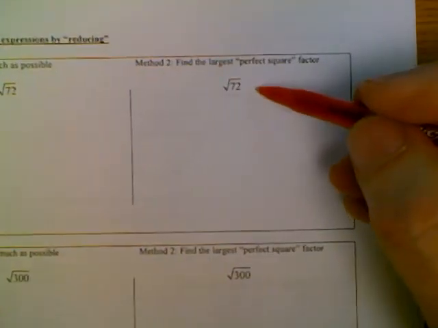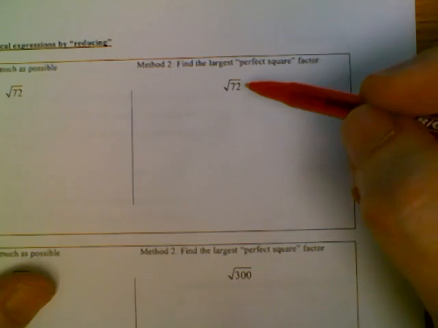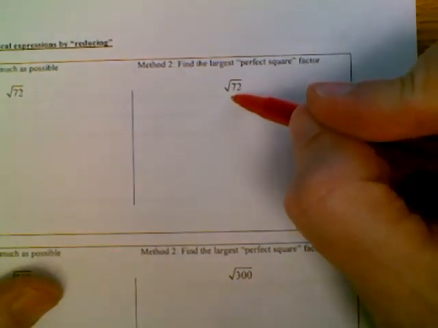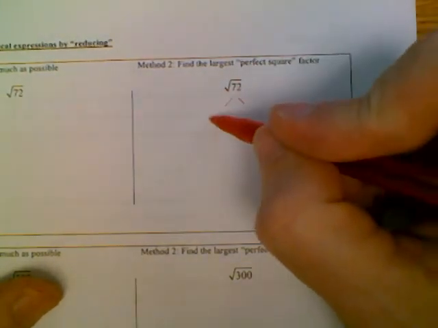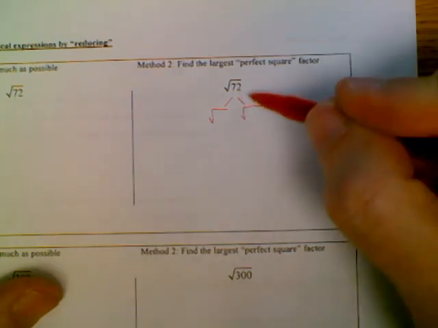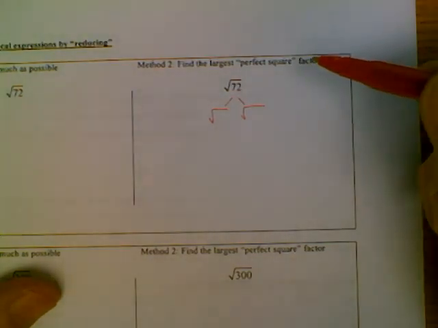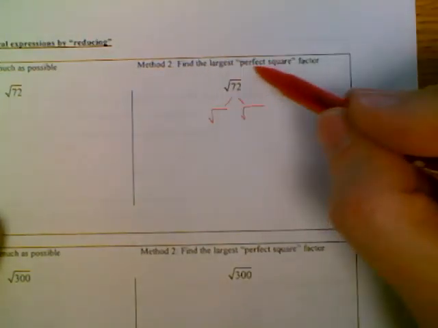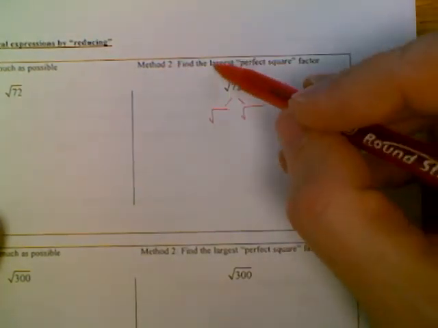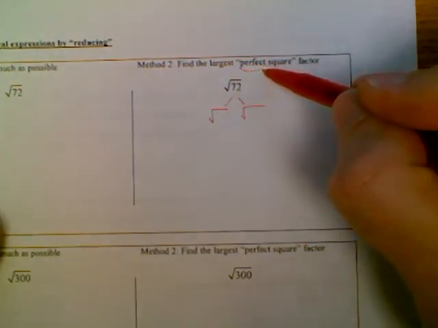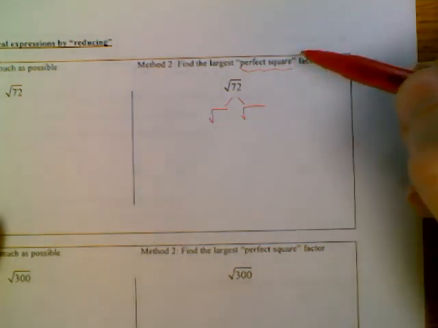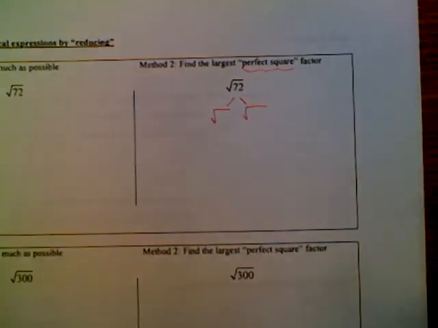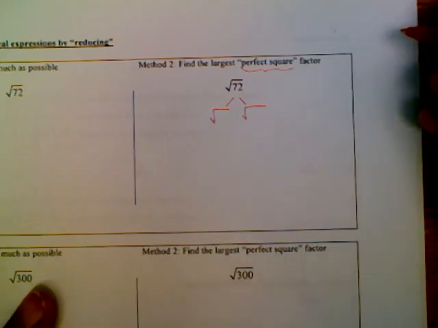So back to page 3. When I say simplify this, what you're looking for is factors of the square root of 72. Now there's lots of factors of the square root of 72. So you need to be strategic about this. Notice this note says that this method is about finding the largest perfect square factor. So you need to know what a perfect square is for this to make any sense.